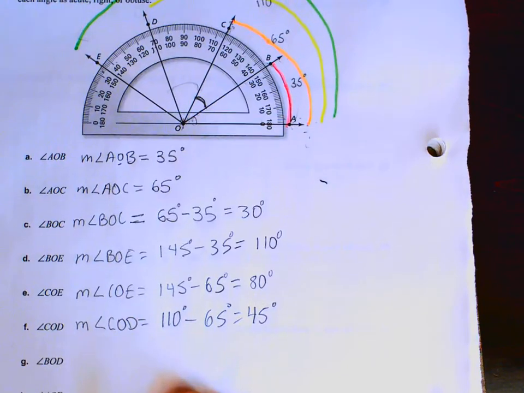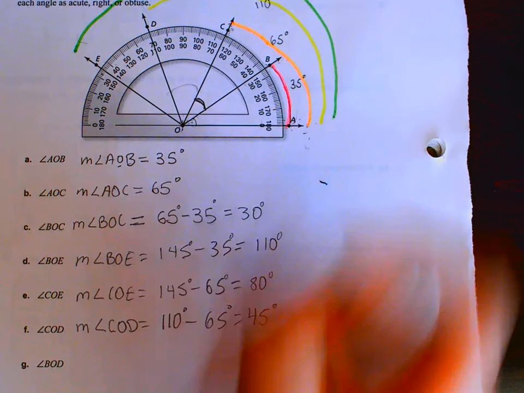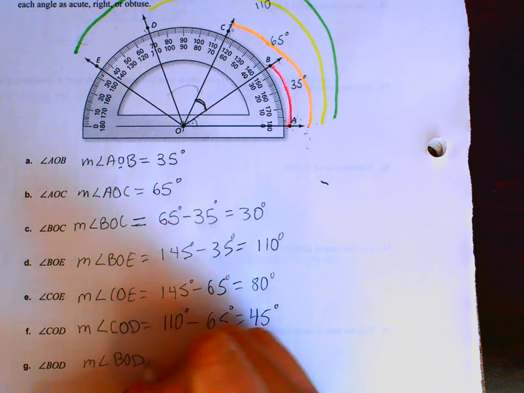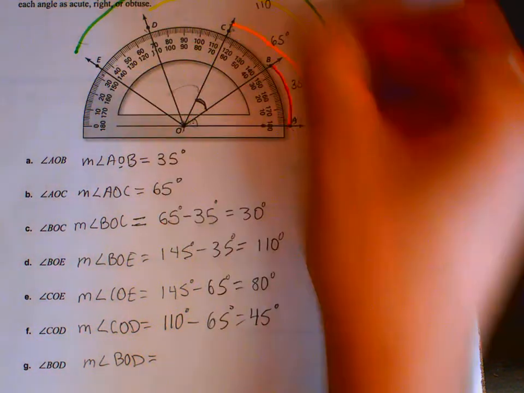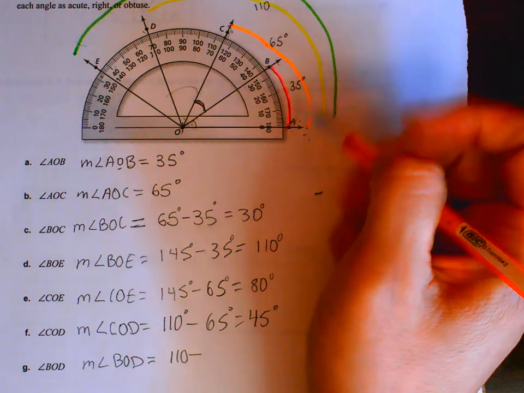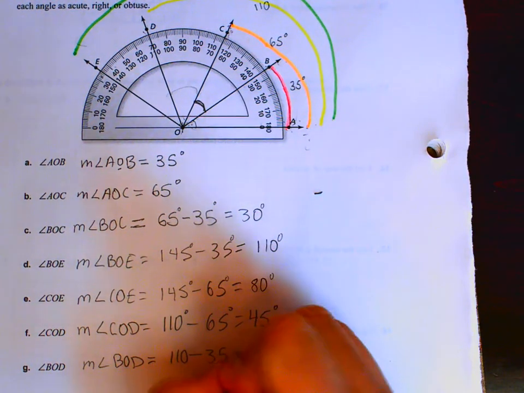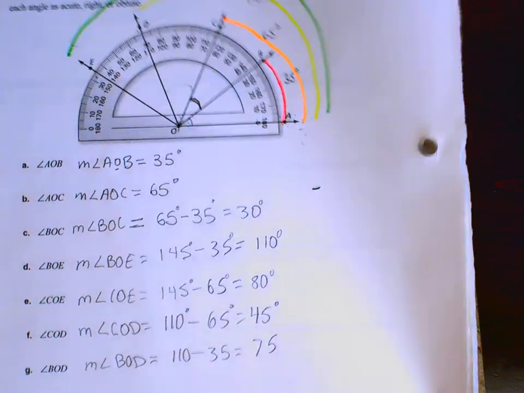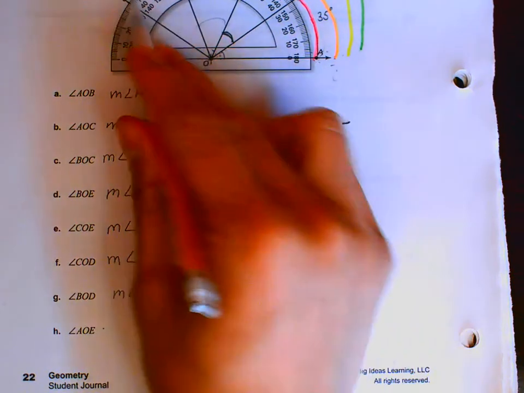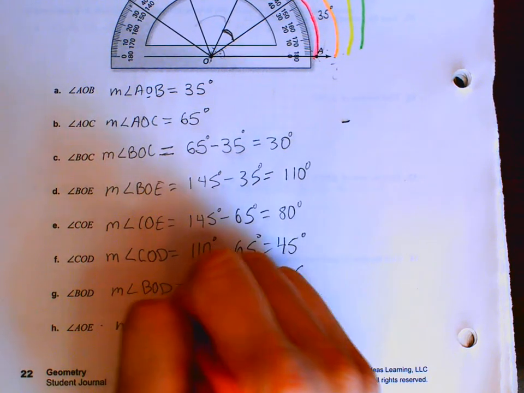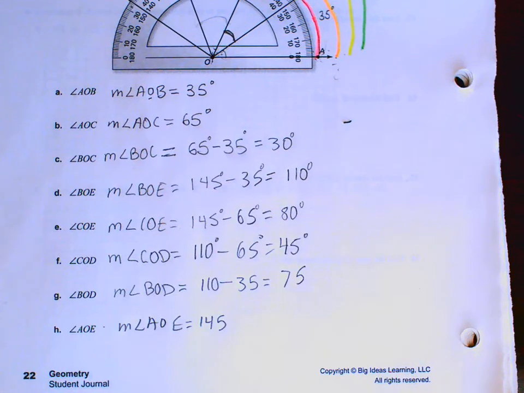Now, for the last two, we have angle BOD, that's BOD. So for the measure of angle BOD, we need to subtract the 110, okay, because remember we want BOD minus this 35 degree one. So 110 minus 35 is 75. And for the last angle, we have angle AOE. Okay, so angle AOE happens to be simply 145. And that's it for all the angles.